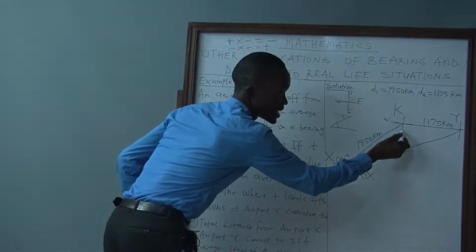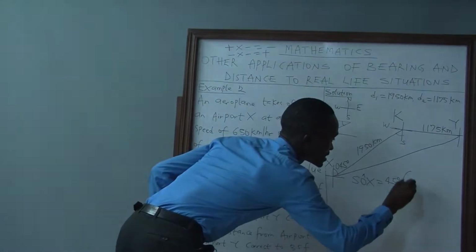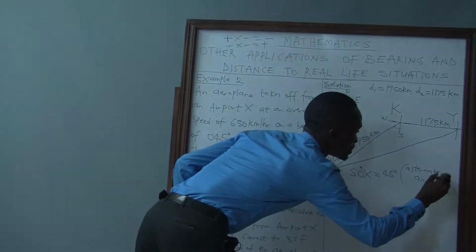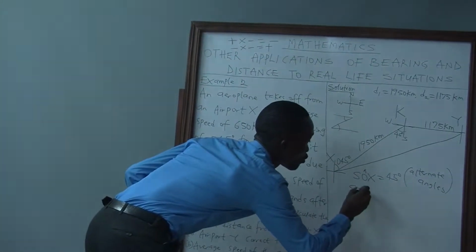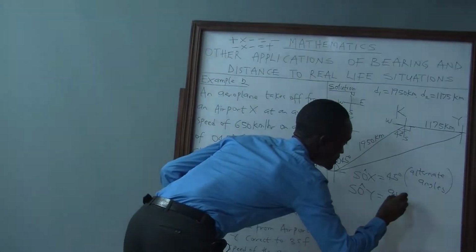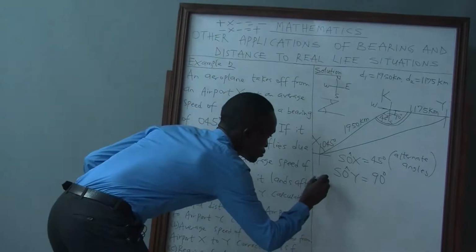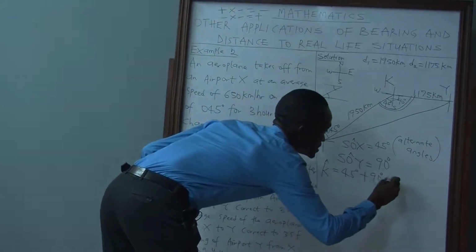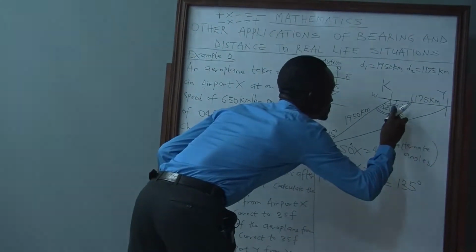So I have from there, angle SKX. This angle is equal to 45 degrees. That is alternate angles. So this place is 45. And if you look at this one, angle SKY, this is a right angle, that is 90 degrees. So this is 90. And the whole angle K, we have from there to be 45 degrees plus 90 degrees. And that is 135 degrees. So the angle K is 135 degrees.